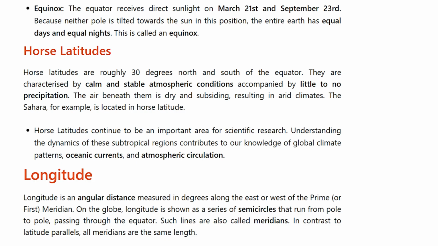Horse latitudes are roughly 30 degrees north and south of the equator. They are characterized by calm and stable atmospheric conditions accompanied by little to no precipitation. The air beneath them is dry and subsiding, resulting in arid climates. The Sahara, for example, is located in those latitudes.